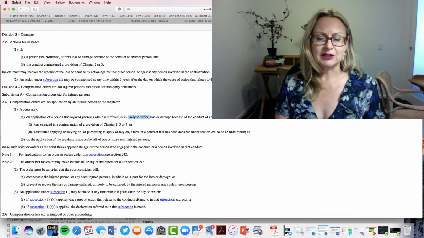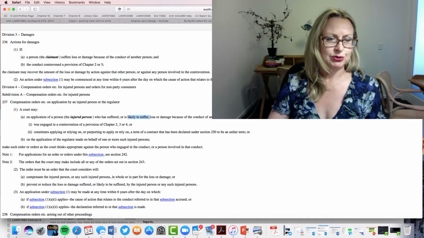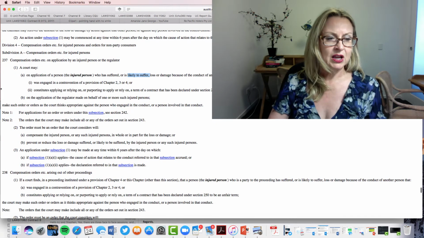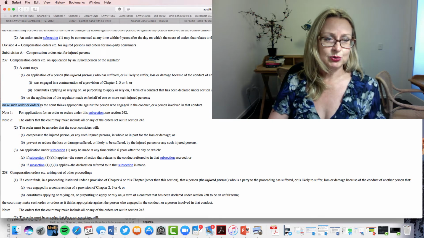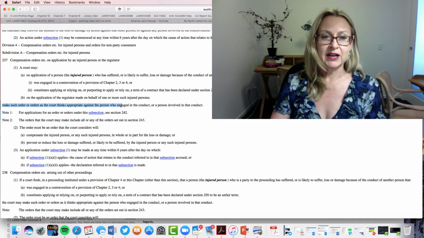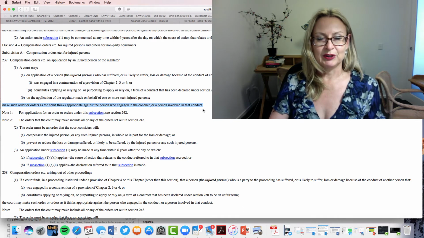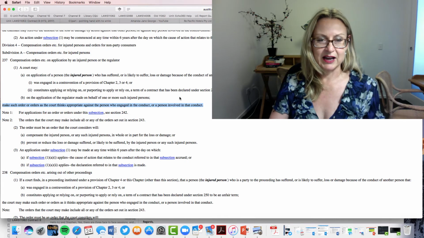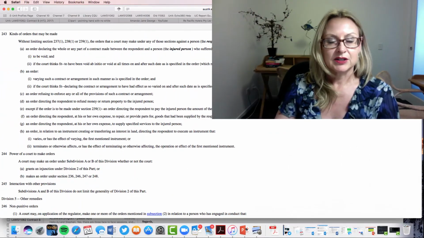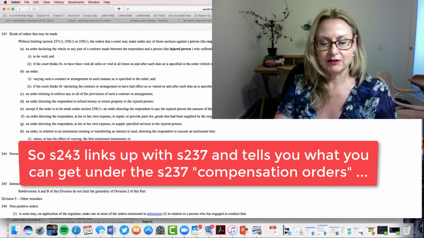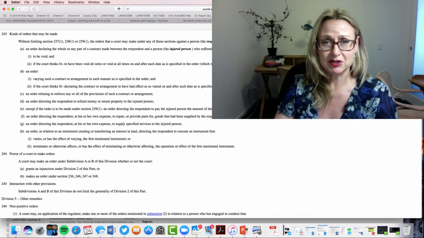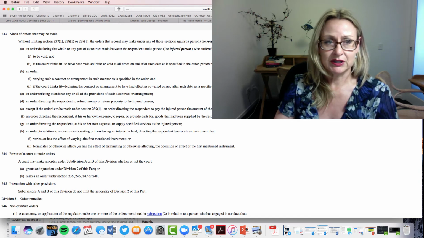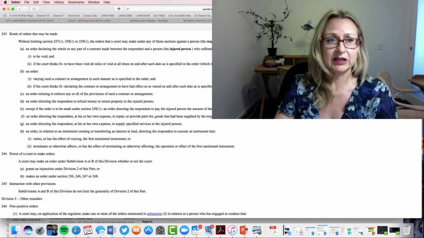There are a number of ancillary orders that can be made under Section 237. The court is able, and look at this for a broadly drafted provision, the court can make such order or orders as the court thinks appropriate against the person who engaged in the conduct or was a person under accessorial liability. Now, Section 243 fleshes out that very broadly drafted provision in specifying the kinds of orders that can be made. So obviously it doesn't operate to limit the broadly drafted provisions in 237, however it gives you an idea of what can be done.